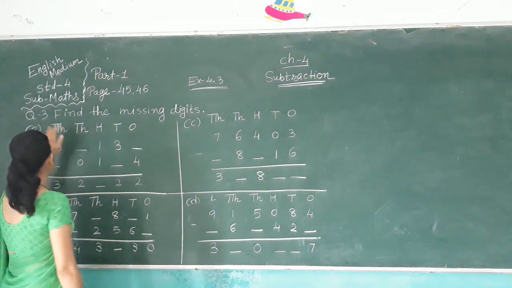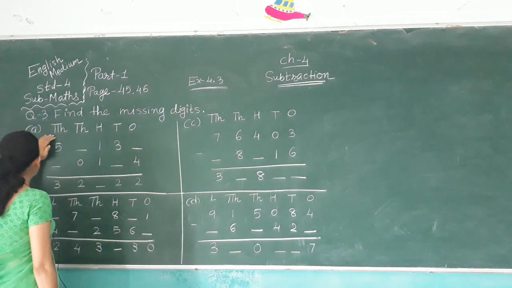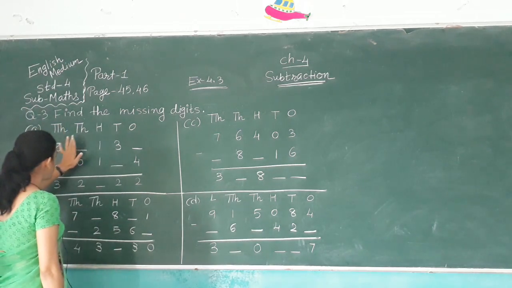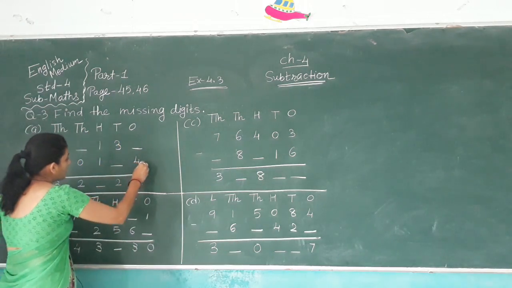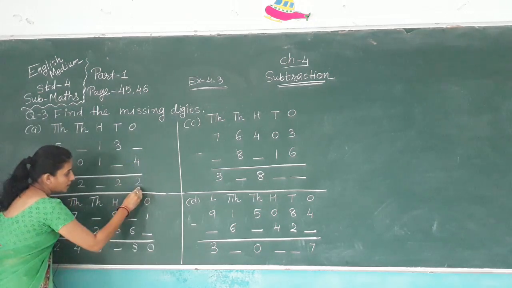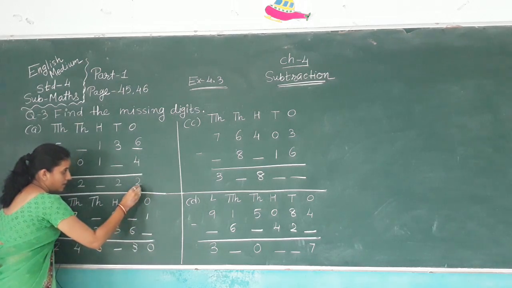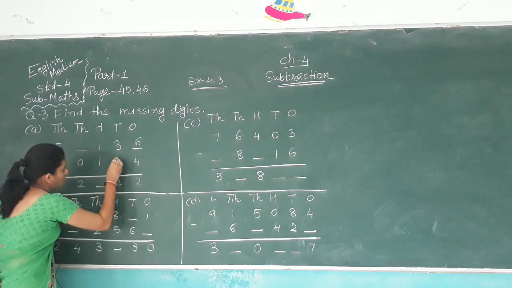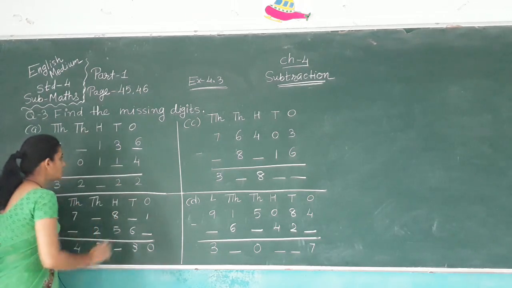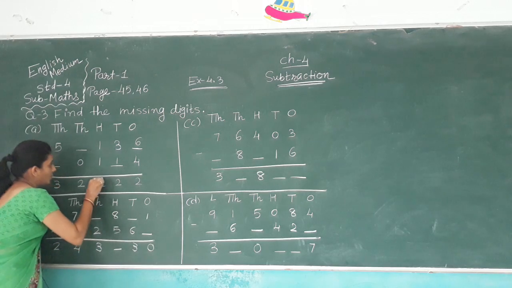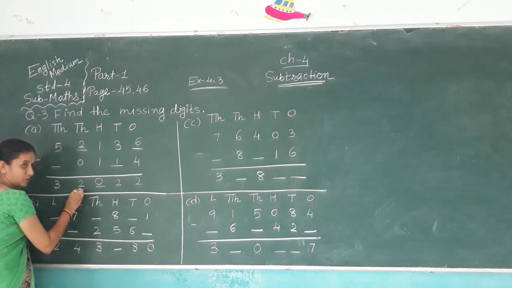Find the missing digit. Here the ten-thousands place is 5, here the thousands place has no digit, then the hundreds place, tens place and ones place. Which digit is missing here? We get answer 2. So 4 plus 2, 6. That means 6 minus 4, we get answer 2. Again 3 minus 2, we get answer 1. That means 3 minus 1 is equal to 2. 1 minus 1, 0. 0 plus 2. So write here 2. 2 minus 0 is equal to 2.